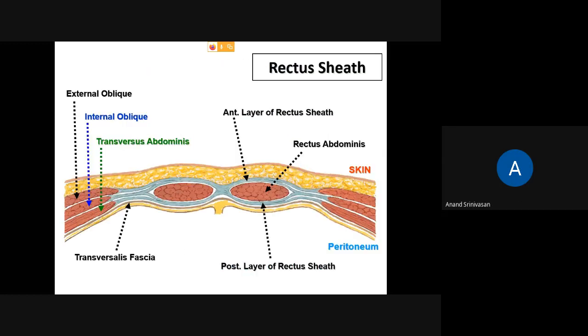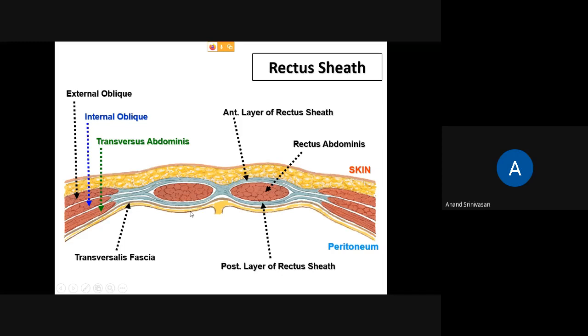In the lower part, what happens is that the aponeuroses of the external oblique, internal oblique, and transverse abdominis, all three, will be passing above and forming the anterior rectus sheath, and there is no posterior rectus sheath. Halfway below the umbilicus, there is no posterior rectus sheath. There will be just fascia transversalis and peritoneum.